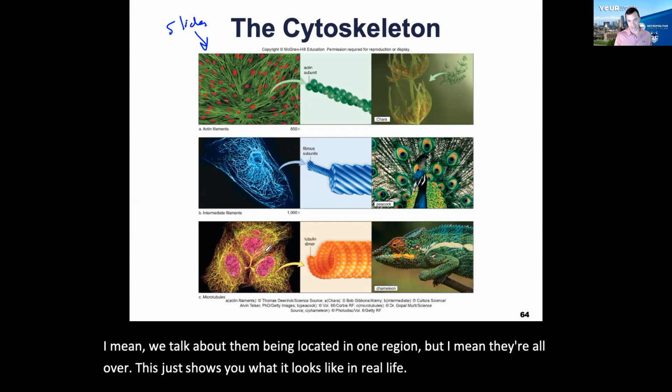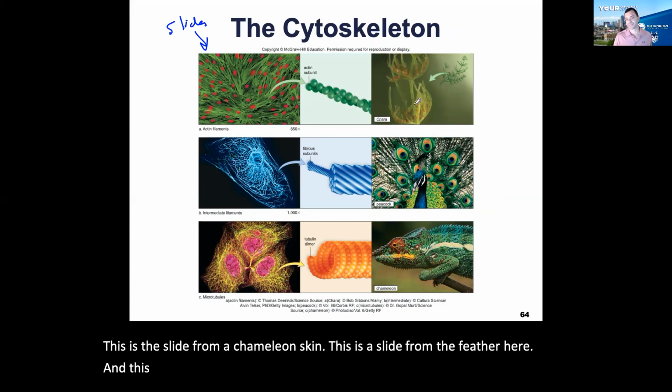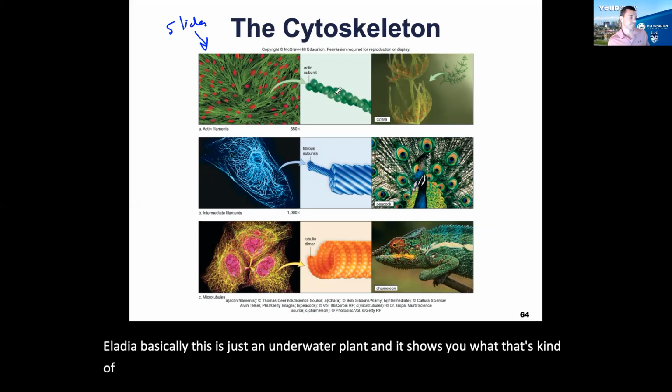This is a slide from a chameleon skin. This is a slide from the feather here. And this is Elodea, basically. This is just an underwater plant, okay? And it shows you what that's kind of inside of it and what it's made of. So it's kind of cool.